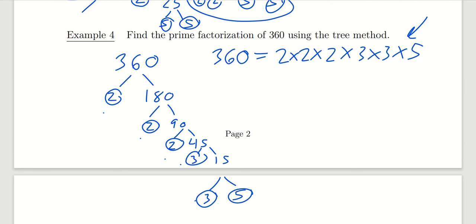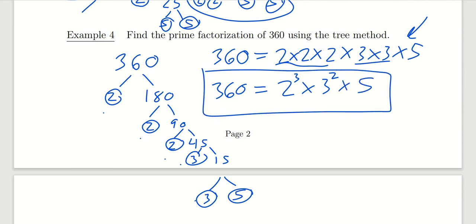Again, if you look at this list, all of these numbers are primes, and their product multiplies out to exactly 360. When we start to discuss exponents, we'll see that a shorthand way we can write this is we have 3 2s, so that's 2 to the third. We have 2 3s, so that's 3 to the second. And then we just have our 1 5. So this would be the prime factorization of 360.